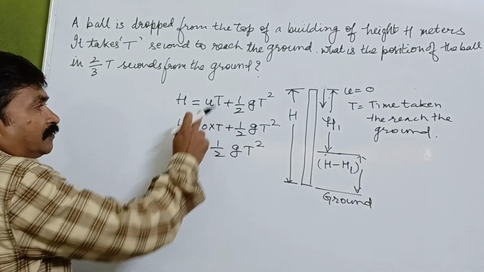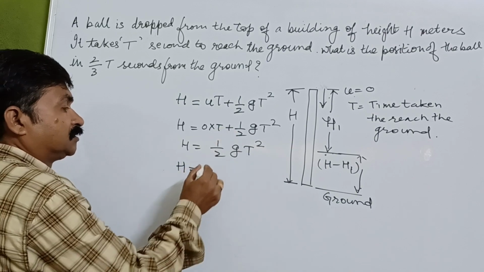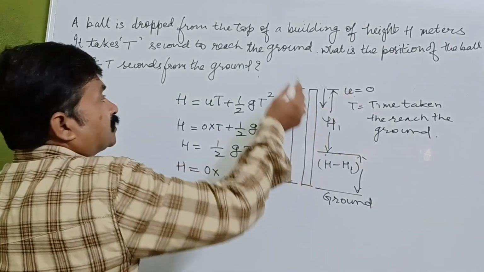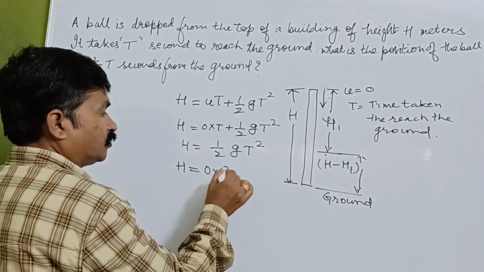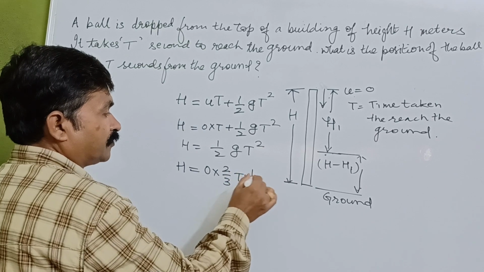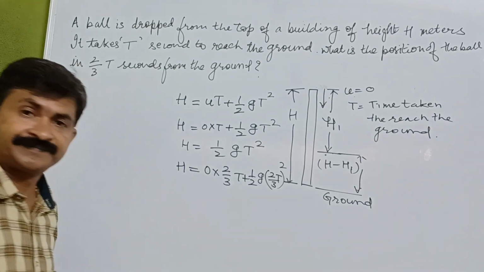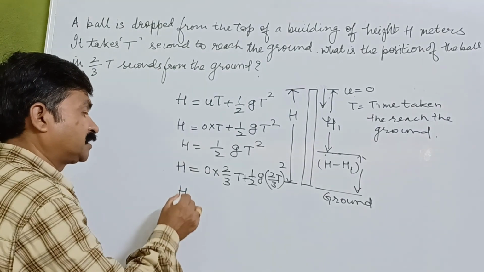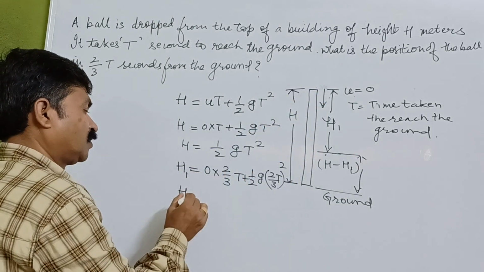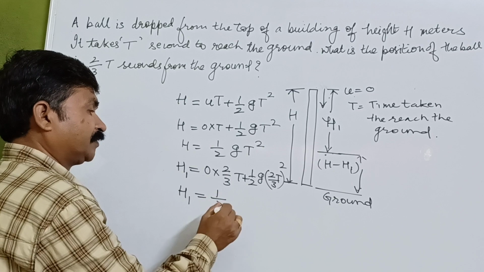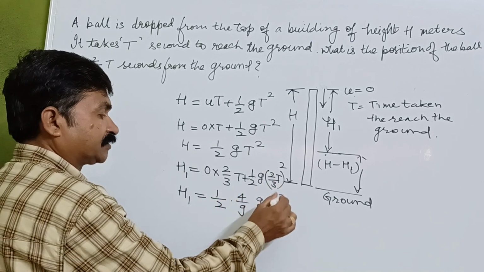Once again we use the equation of motion: u is 0, and t is given to us, that is 2/3 t. So h1 = 0 × 2/3 t + 1/2 g (2/3 t)². So h1 will be given by 1/2 × 4/9 gt².